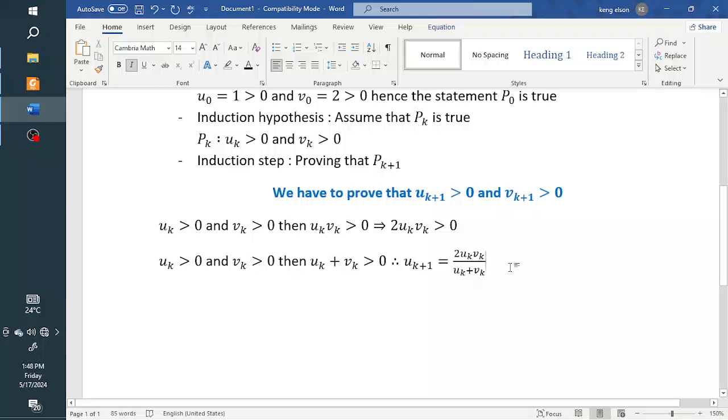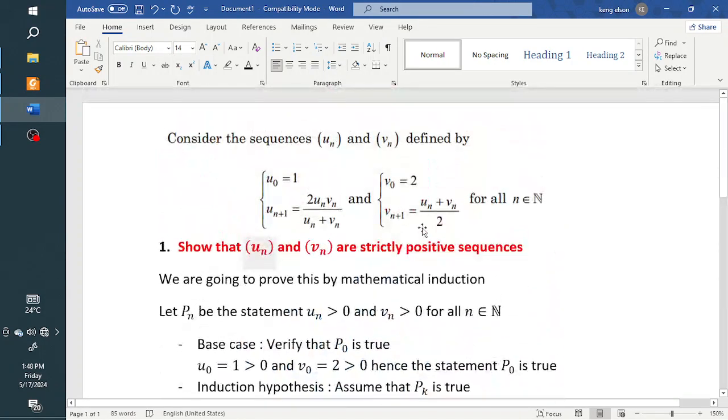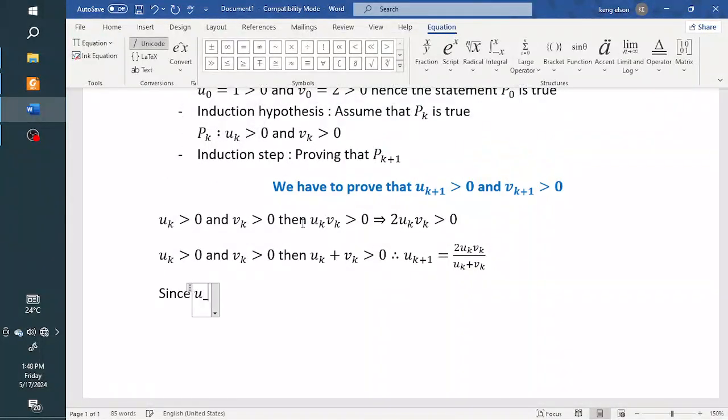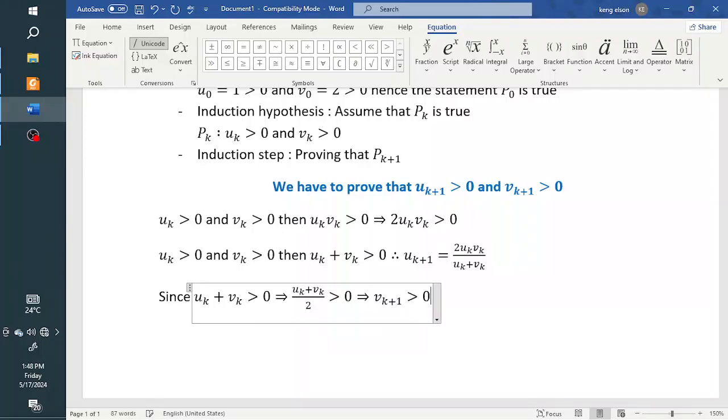Okay, now let's go to v_{k+1}. Now you clearly see that our v_{k+1}, according to the equation, will give us (u_k + v_k) divided by 2. Okay, so also since our u_k + v_k is positive, I'll divide both sides by 2, and I'm going to have (u_k + v_k)/2 greater than 0/2, but 0/2 is just 0. Now the left hand side of the inequality is just v_{k+1}, right? So v_{k+1} will be positive.